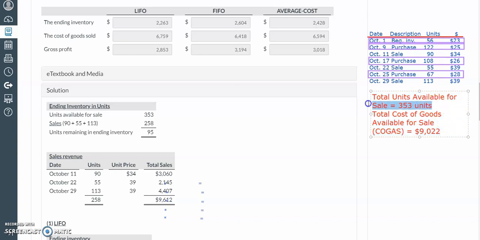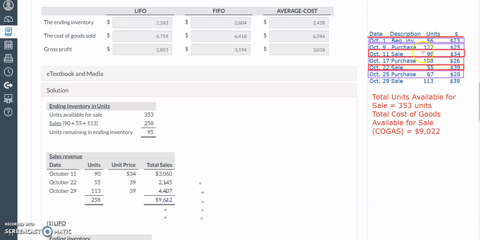Okay. So our total units available for sale, the units that we had in our beginning inventory plus all of our purchases, was 353 units. Then, looking at the information in our problem, we can see that we have sold 34 units, or $34 of product at 90 units.